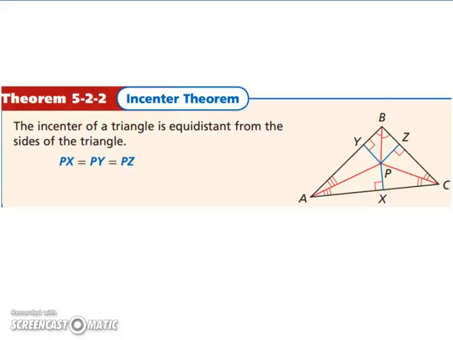Let's look at the incenter theorem. The incenter of a triangle is equidistant from the sides of the triangle. So it's almost a little bit backwards to the circumcenter theorem. It's saying that each of these distances here, the PX, the PZ, and the PY, each of those is going to be congruent. But to find the incenter, you're going to cut each angle. So each vertex of the triangle, you're going to cut it in half. You're going to bisect each angle. And wherever those 3 lines meet, once you have that point, that's your incenter. When you have your incenter, that means that PY, PZ, and PX are the same length.